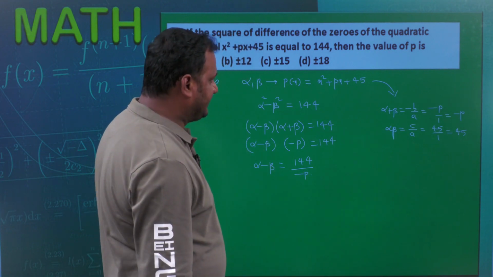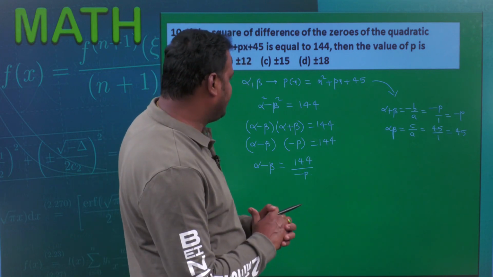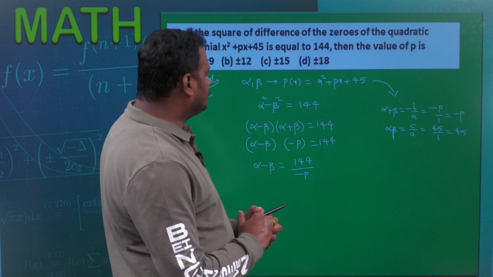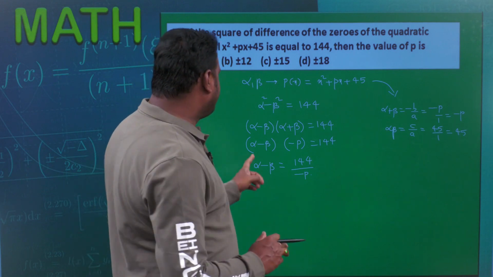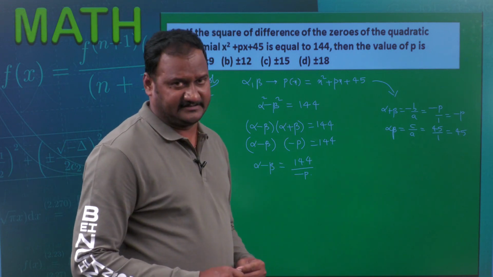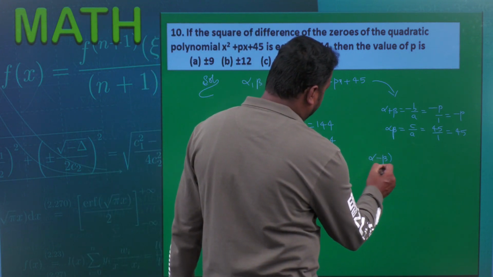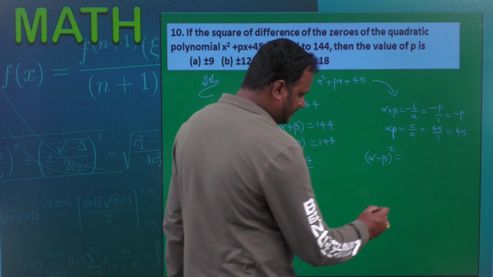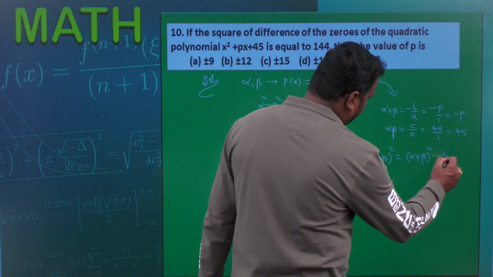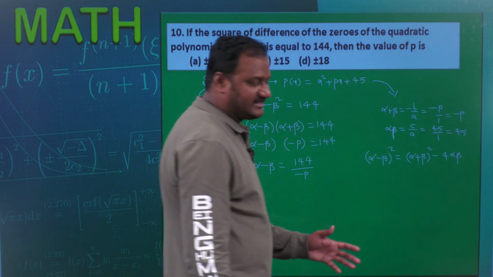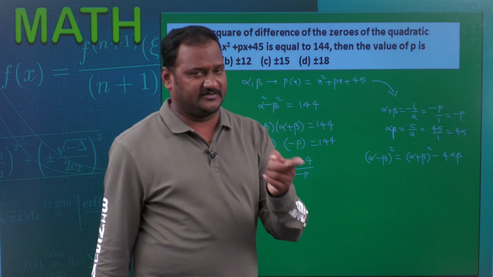That is the value of alpha minus beta, and alpha plus beta is already there. Alpha plus beta is equal to minus p. So how am I going to use this information in order to find the value of p? Right? Alpha minus beta is there and alpha plus beta is there. But I have a formula for alpha minus beta whole square. Alpha minus beta whole square is equal to alpha plus beta whole square minus 4 alpha beta, if I am not wrong. This is just like a minus b whole square and a plus b whole square, that's it. a minus b whole square equal to a square plus b square minus 2ab.